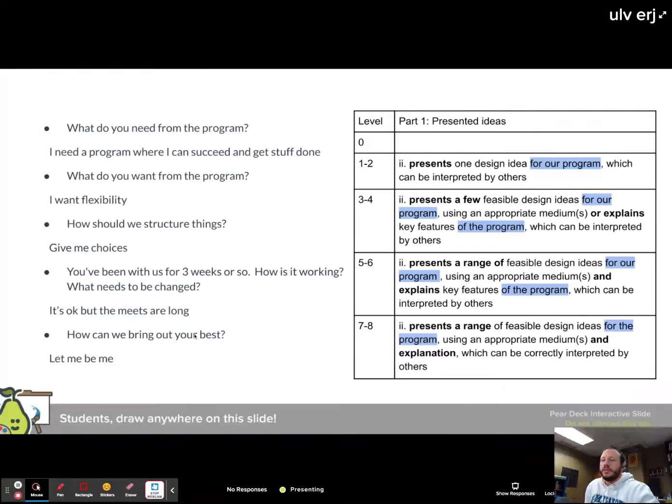So looking at this right here, I want you to look at these responses. And from there, I think you have a drawing function. I want you to circle what part of the rubric you think this person earned. 0, 1 to 2, 3 to 4, 5 to 6, 7 to 8. What did you get?